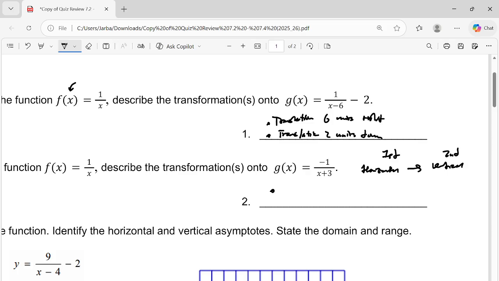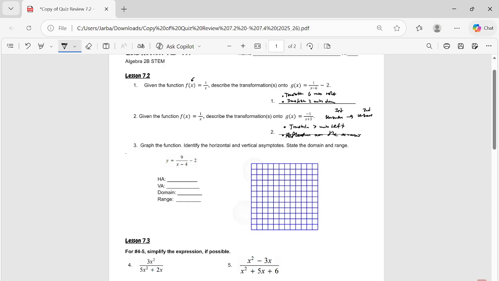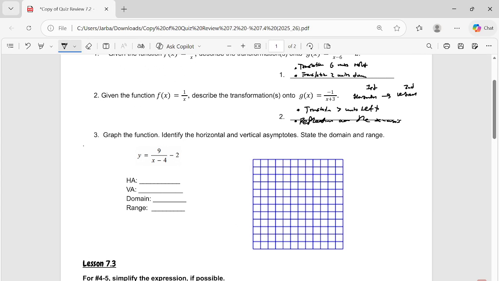So notice we have a plus 3 on the inside. That means we're going to have a translation 3 units left, because when it's plus on the inside, it moves it left. And reflection over the x-axis. That's what this negative is doing. Alright.